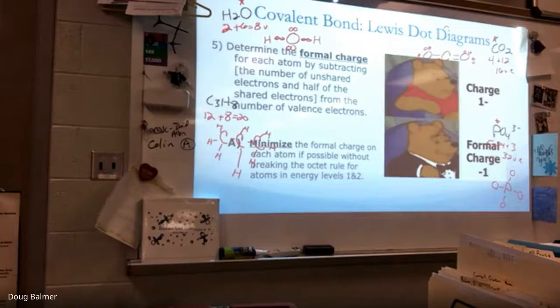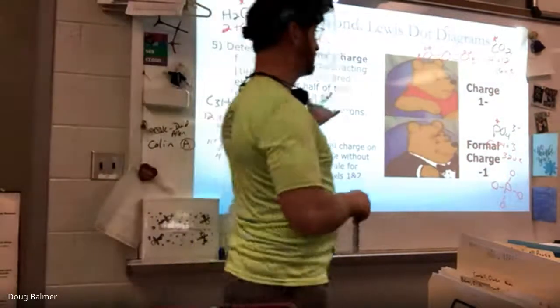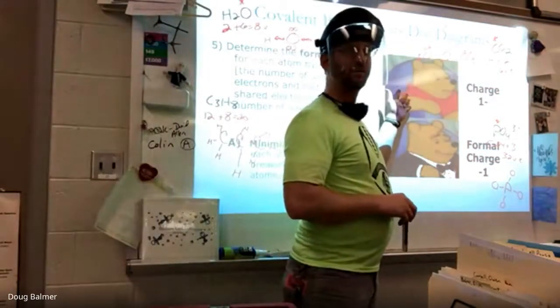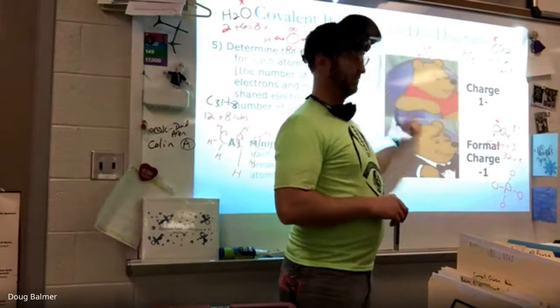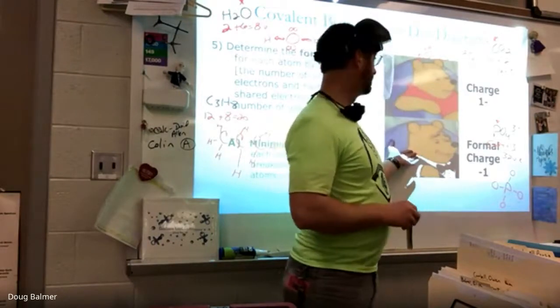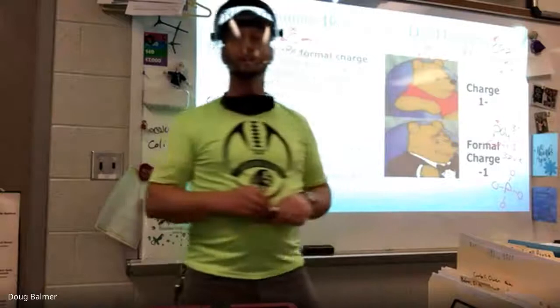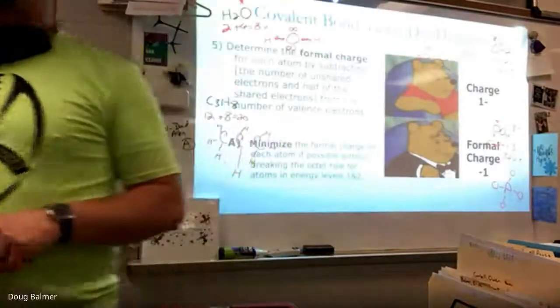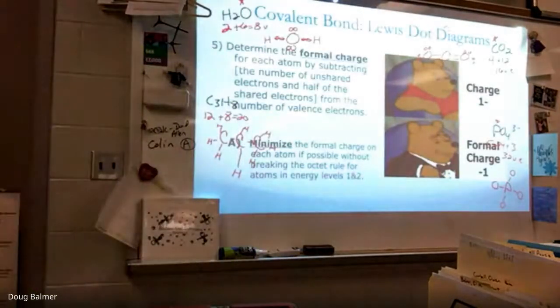Step 5, determine the formal charge for each atom. This determines whether your picture is as good as possible. So this would be a charge of -1, 1 minus. What does a formal charge look like? Put on a tuxedo. Now you're formal.